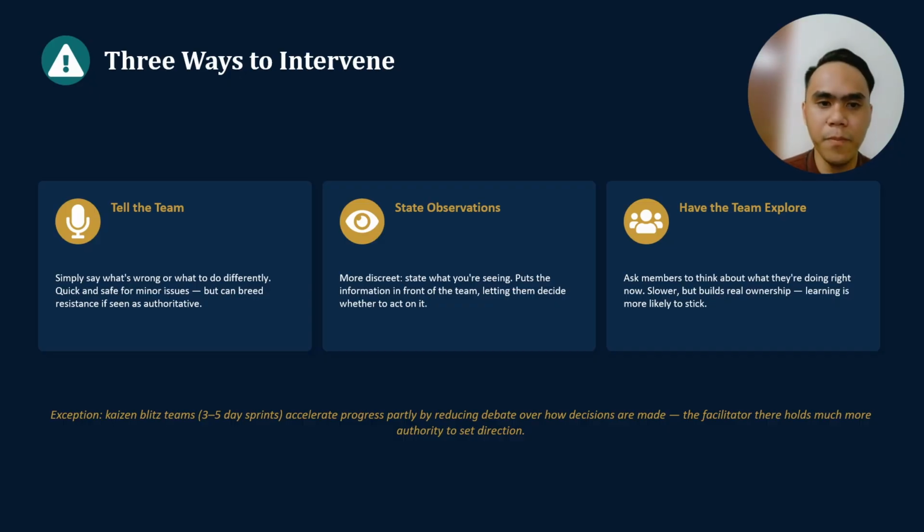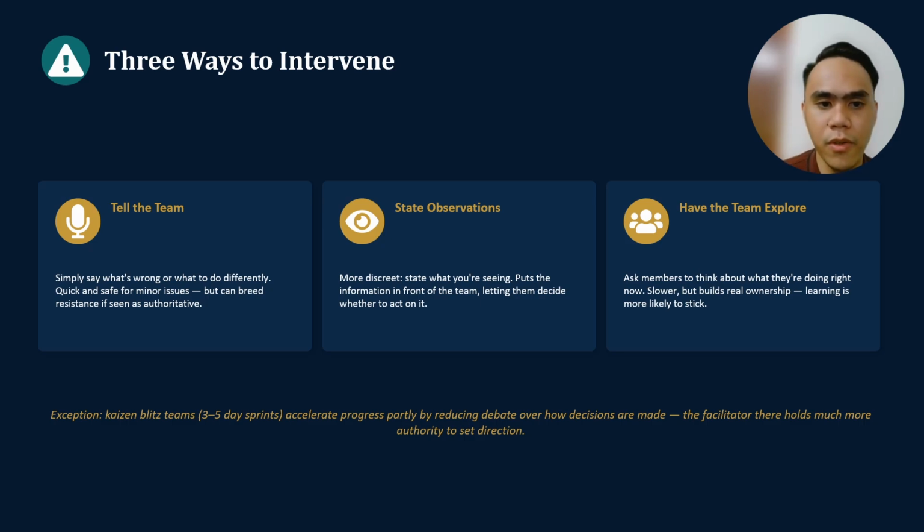When a facilitator believes a team should change how it's working, they have several different ways to bring it to the team's attention, and which one they choose typically depends on a combination of the facilitator's own personal style and comfort level with the team, plus how the team responded to the previous intervention. So let's go through all three. Firstly is tell the team.